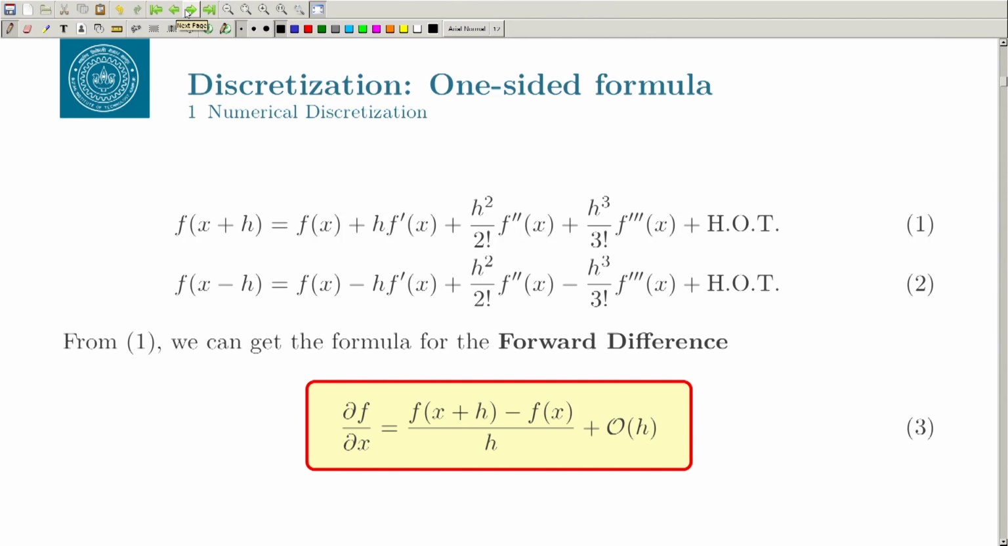So, let us look at some of the formulas for the discretization. What we are going to do is make a stencil. This is your I plus 1, I minus 1, I plus 2, I minus 2, and so on and so forth. And we want to find del f by del x at I.